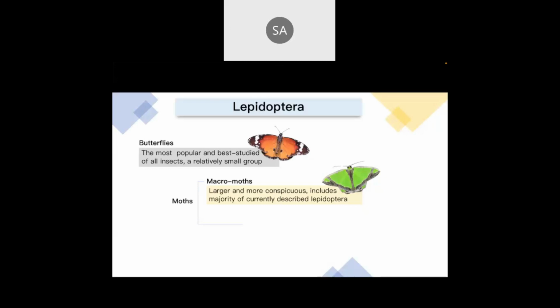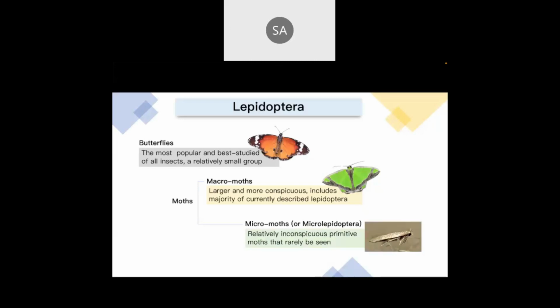Although the majority of these moths belong to the more evolved order, the older moths are classified into micromoths or microlepidoptera. They are relatively primitive, and we overlook them because of their small size. So these are the different broad classifications of moths and butterflies under the order Lepidoptera.